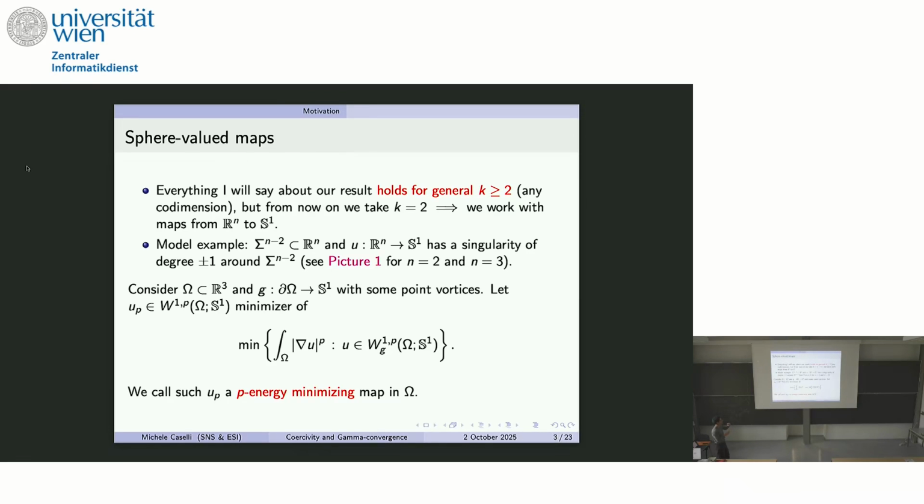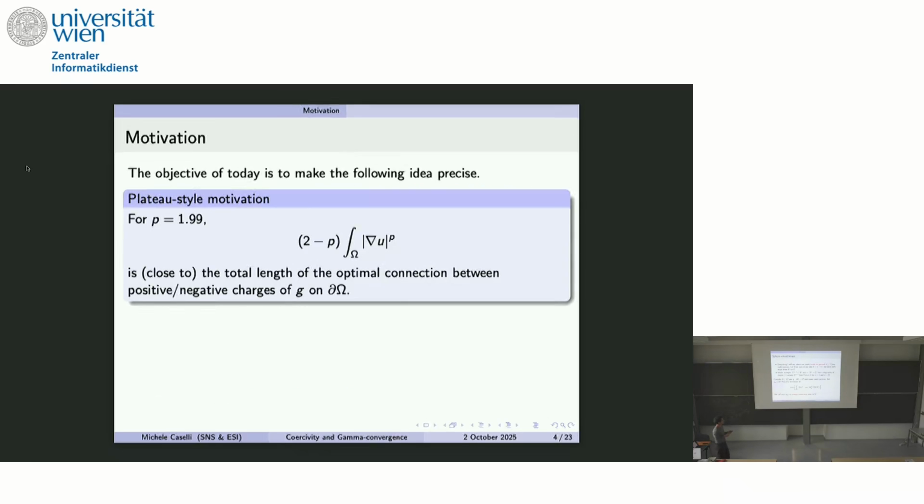And why, I will speak about this later, the link with harmonic maps. So the objective of my talk today is to make the following idea precise: if you take this picture, so omega with fixed boundary condition, then for P very close to 2, this renormalized energy, so 2 minus P times the gradient of U to the P, is close to the total length of the optimal connection between the vortices of G.